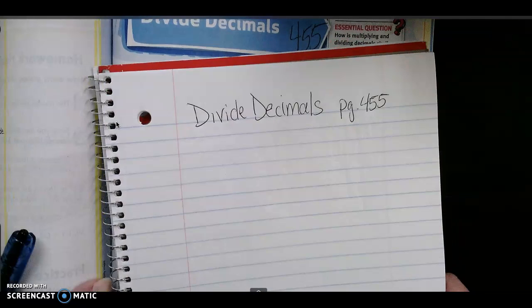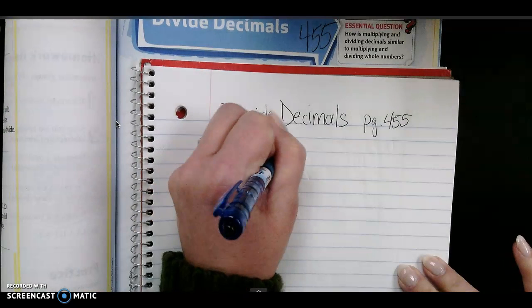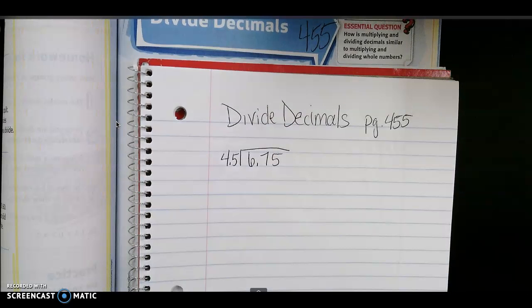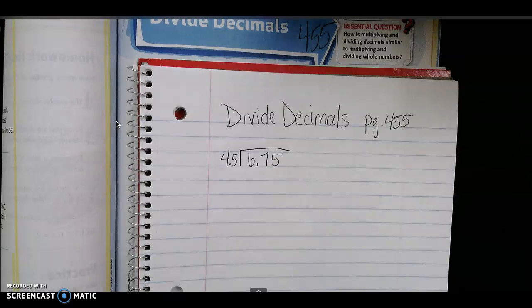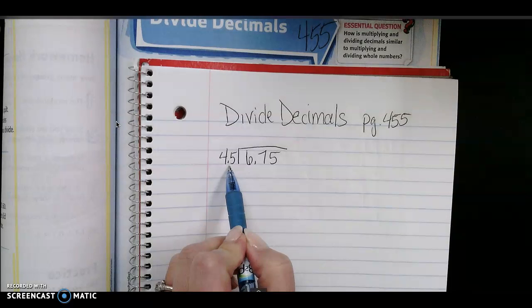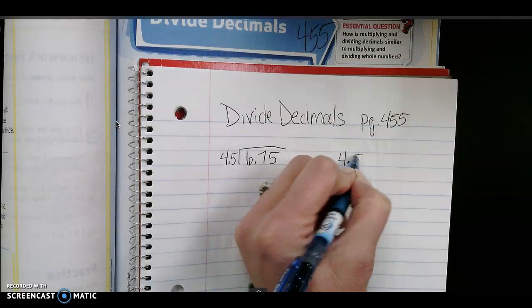Here's where I'm going to use my notebook because I don't like how they set it up in there. So we're doing 6.75 divided by 4.5. It said that if we have a decimal in the divisor, we multiply both the divisor and the dividend by the same power of 10. The point is to get rid of the decimal in the divisor.